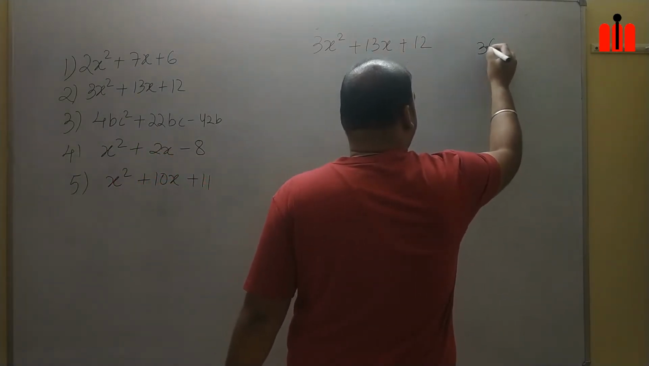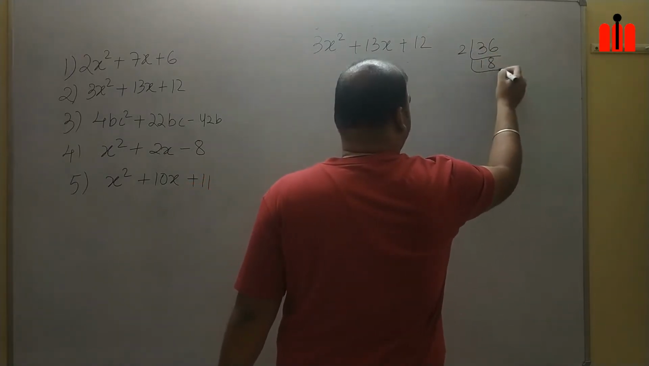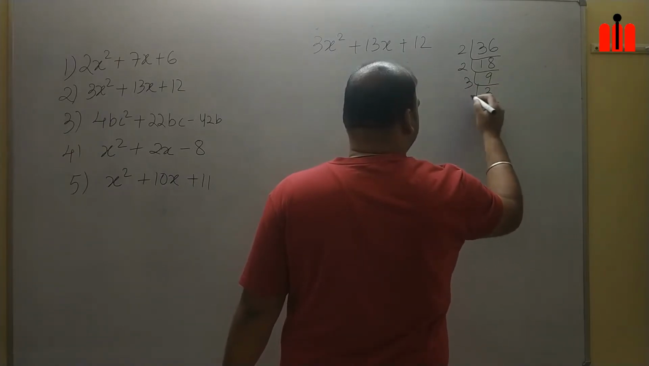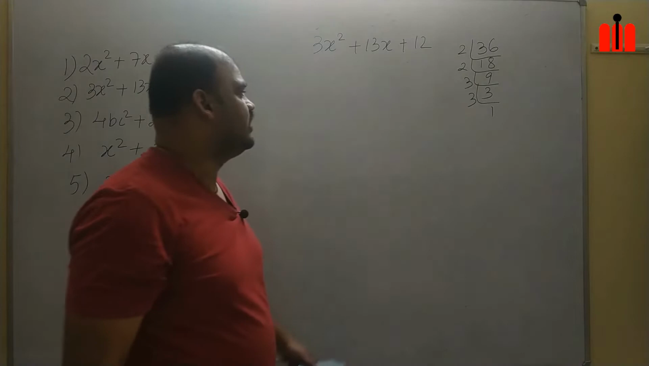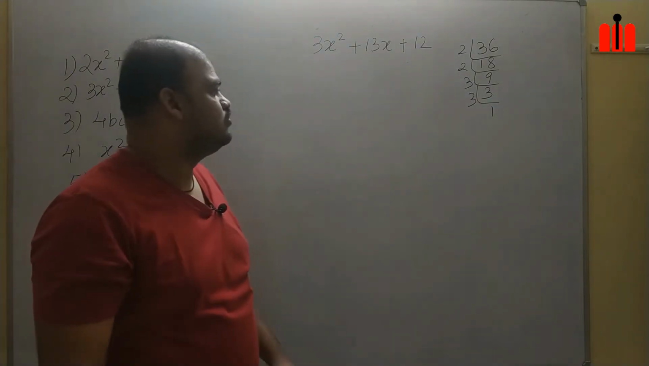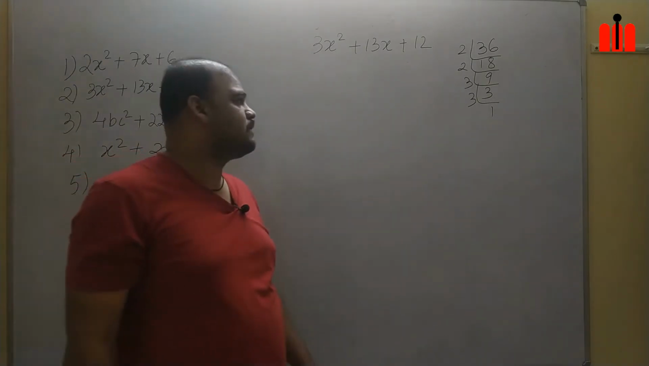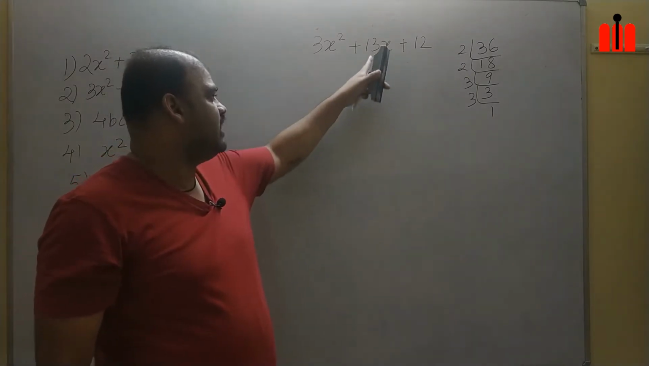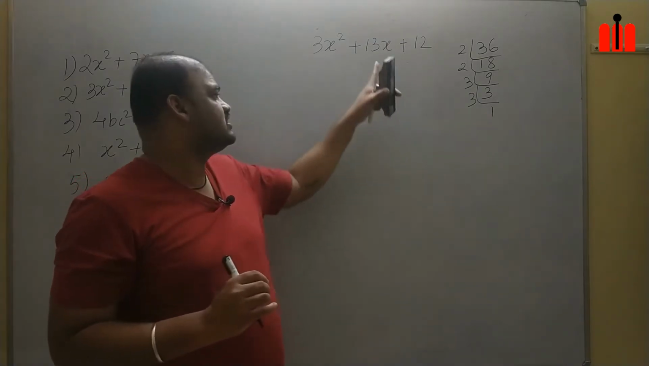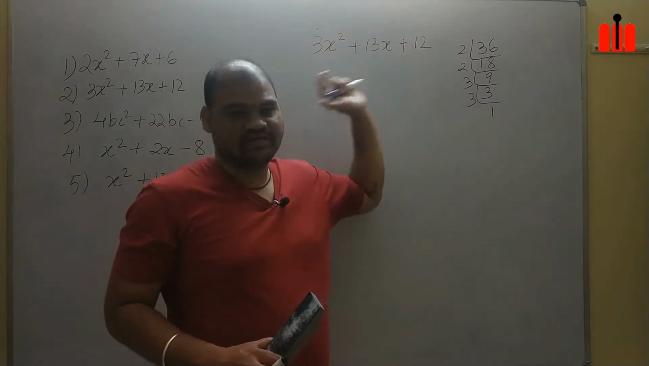36 is the value. Now I have to take the factors. 2, 18; 2, 9; 3, 3; 3, 1. So it is 2 into 2 into 3 into 3 into 1. So this is for 36. Now by using these numbers, I have to make two numbers such that their sum is 13 and their product is equal to 36.